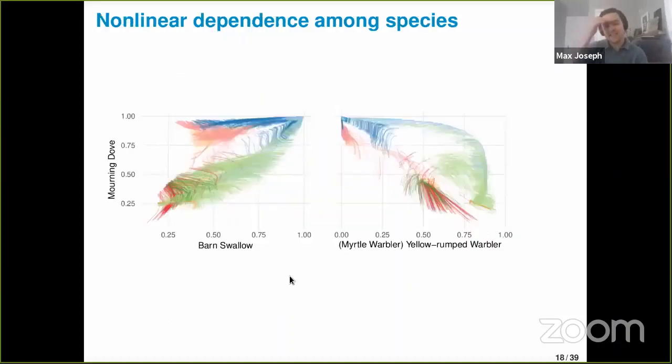One thing that I want to highlight about this approach is there's no assumption of linear residual dependence among species. And furthermore, there's actually evidence for nonlinear, spatially varying dependence among species. So these plots are showing occupancy probabilities between pairs of species, and each line here is a time series for one breeding bird survey route.